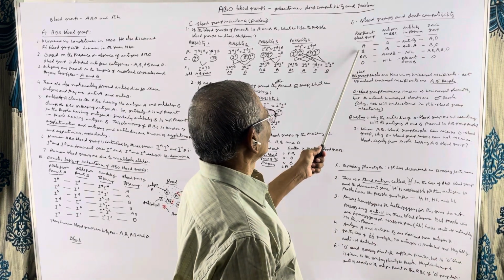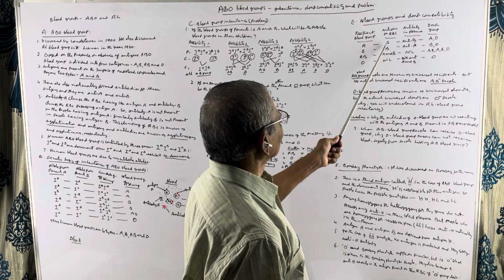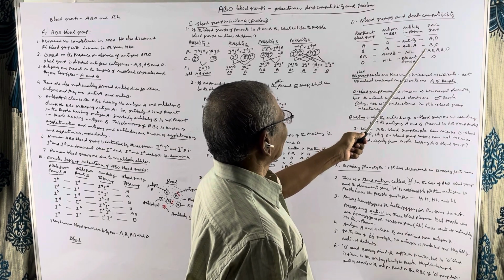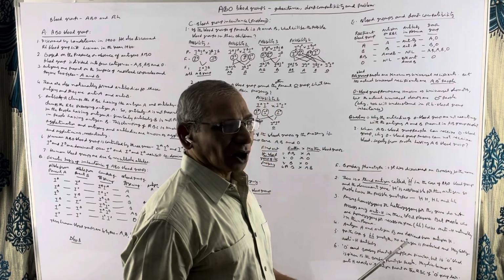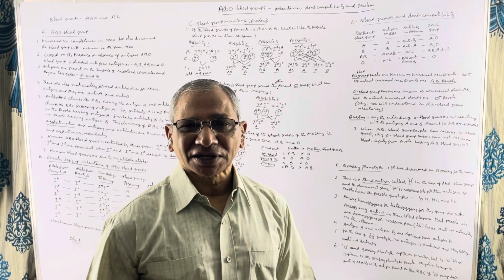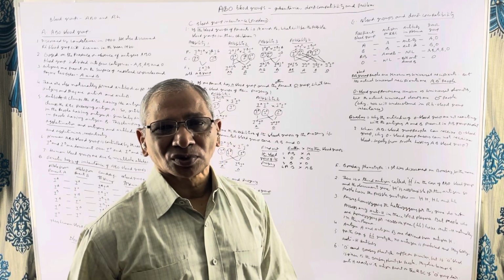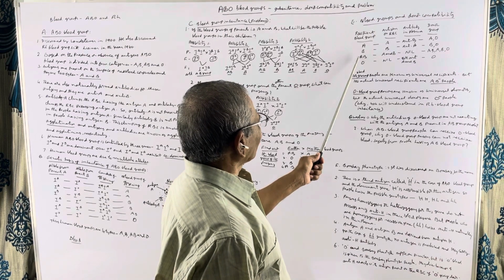Then, B group person. His antigen is B, antibody is anti-A, and donors can be either B group or O group. That means B group persons can receive blood either from the same group, that is B group, or from O group.